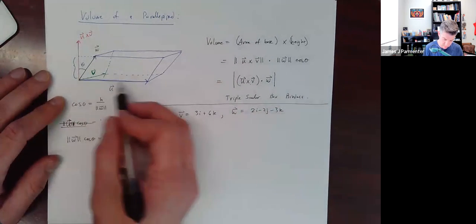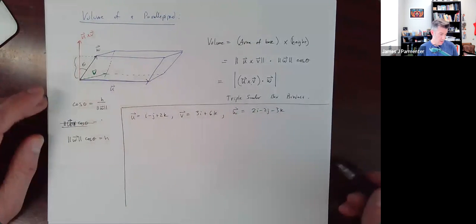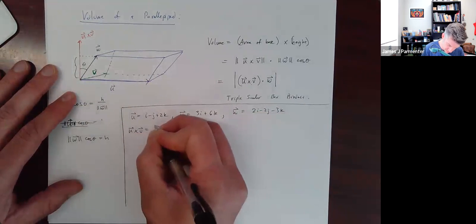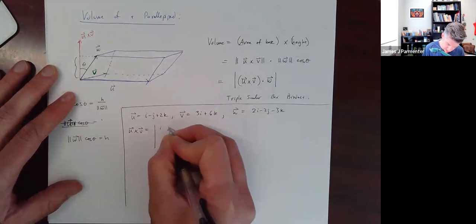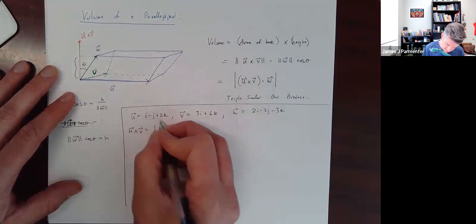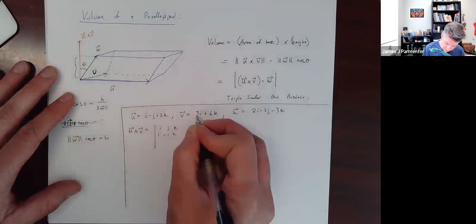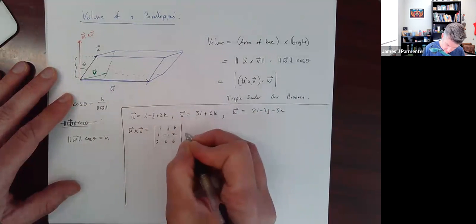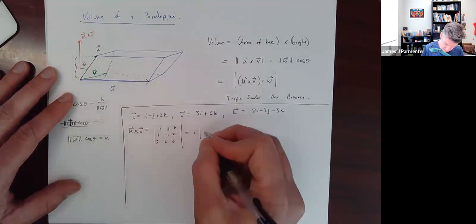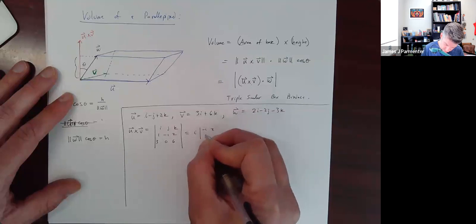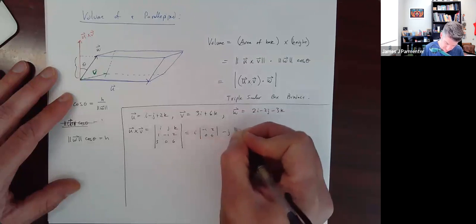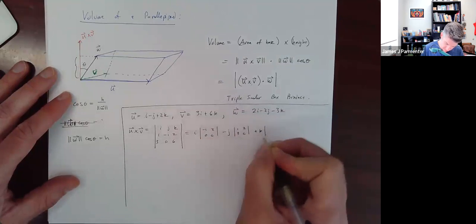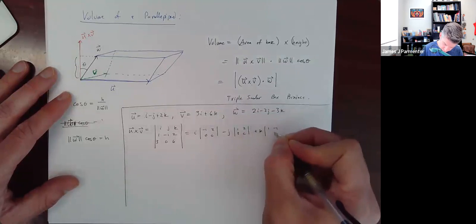So we've got U, V, and W. First we're going to find U cross V. So U cross V is equal to, again, we write the I, J, K, then we're going to do 1, negative 1, 2, and then 3, 0, 6, but there is no J component there. And we're going to get I times the determinant of negative 1, 2, 0, 6, minus J times the determinant of 1, 2, 3, 6, plus K times the determinant of 1, negative 1, 3, 0.